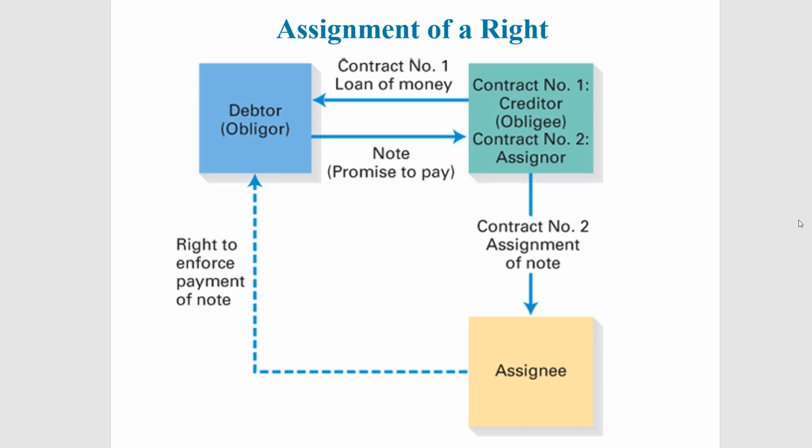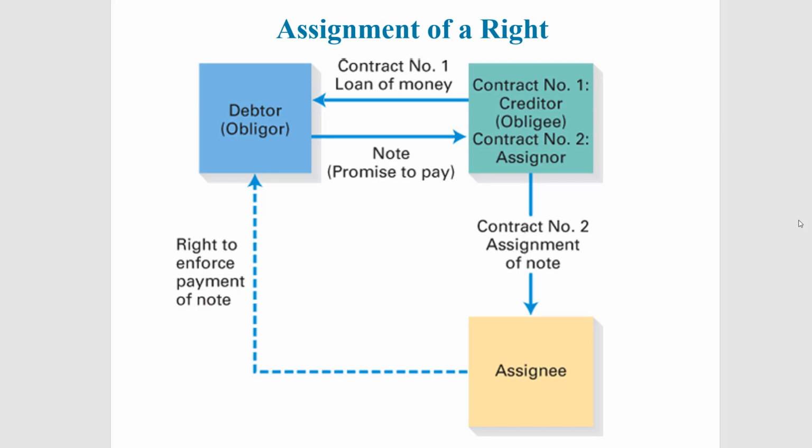So where the third party comes into play is, let's say the creditor is a bank, and the bank takes that promissory note. Let's assume it's a mortgage loan. So somebody's buying a house. So they own a mortgage loan, and they have the right to receive those mortgage payments from the debtor. So the bank sells that mortgage note to another bank. So they are going to assign that note over to the third party.